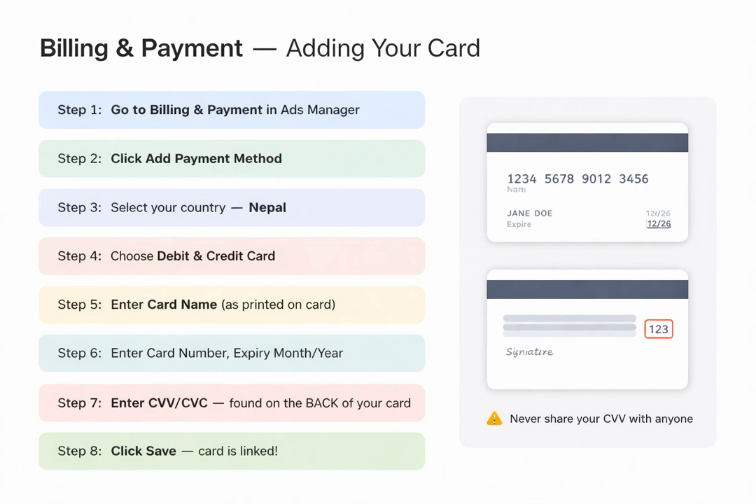Select your country, Nepal, then choose Debit and Credit Card. You'll need to enter your card name exactly as it appears on your card, then enter your card number, your expiry month and year, and finally your CVV or CVC number. The CVV is the 3-digit number found on the back of your card. It's a security code and you should never share it with anyone. Once you save this information, your card is linked to your ad account and you're ready to fund your campaigns.